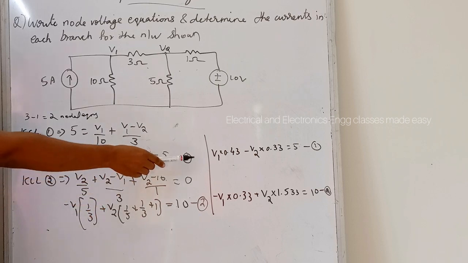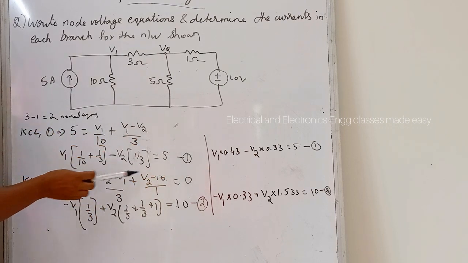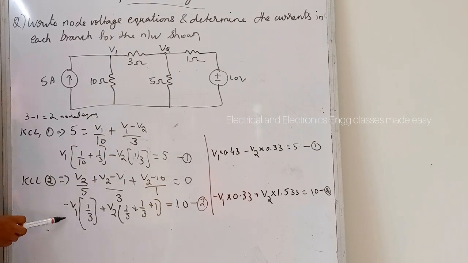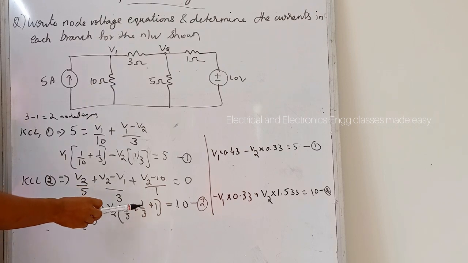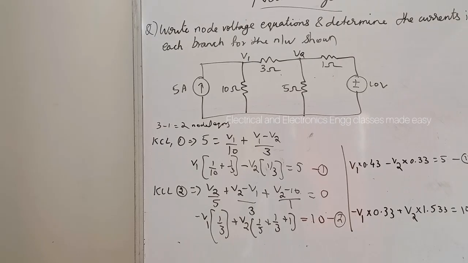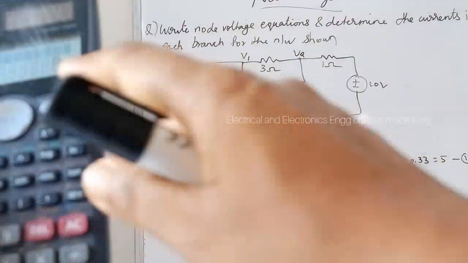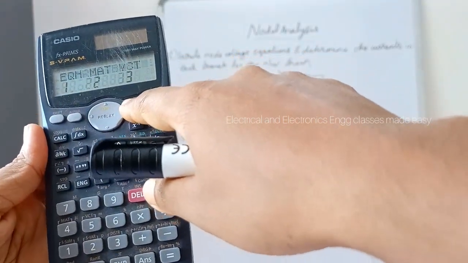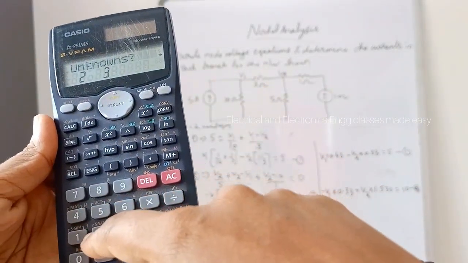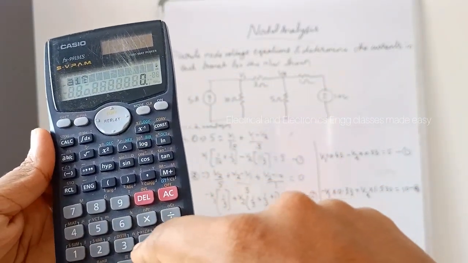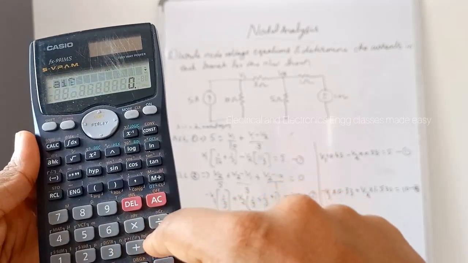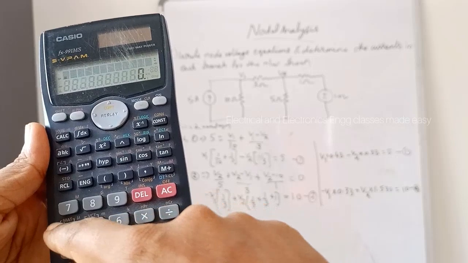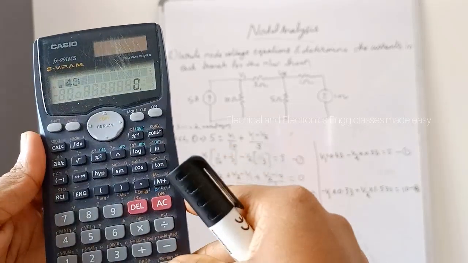These equations we can write as V1 into 0.43 minus V2 into 0.33 is equal to 5, then minus V1 into 0.33 plus V2 into 1.533 is equal to 10. Now we can solve these equations using the calculator. In the calculator, the mode is set to equation, with 2 unknowns. A1 is the first equation's first coefficient, that is 0.43.